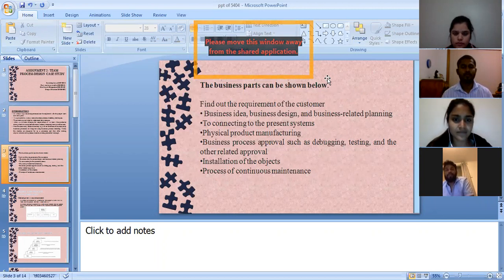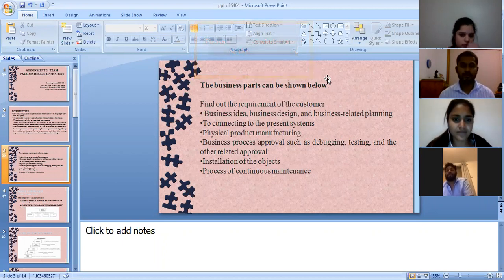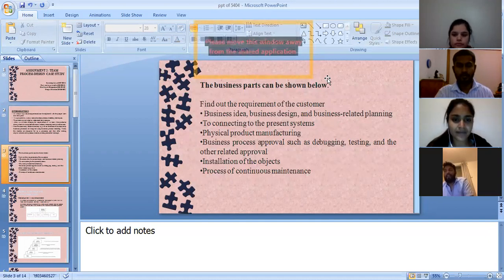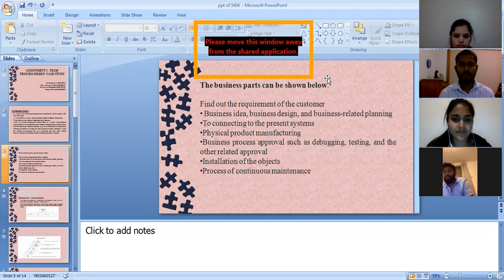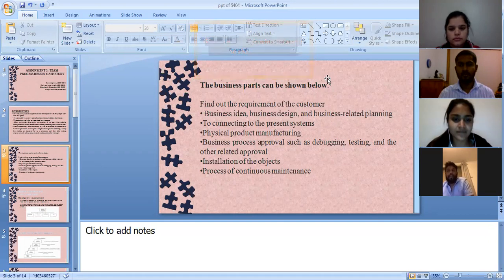The business parts can be shown below. What are the requirements to be done for the customer? Main thing, first of all, business idea, business design, and business planning. Without these three, we can't do anything. And second point, to be connected to the presenting systems, physical product manufacturing, and business process approval. Without the approval, we can't do anything, such as debugging, testing, and related approval. And after all this has been done, the installation process and the process of continuous maintenance. Coming to the next slide.